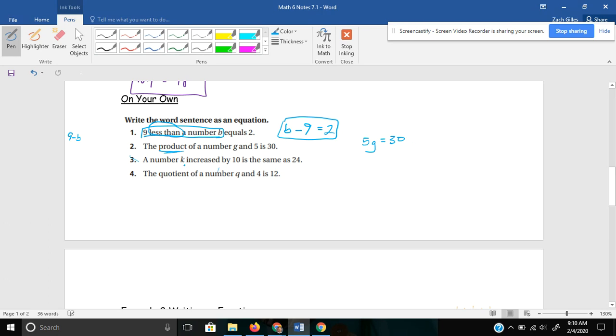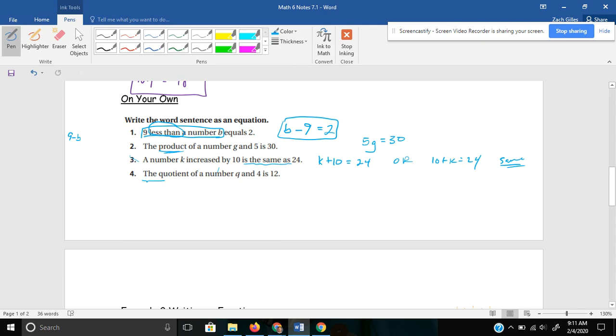Number 3, a number K increased by 10. All right, so K increased by means add. So K plus 10 is the same as, remember another way to say equals 24. Or remember, if you put 10 plus K equals 24, that's the same, because the commutative property of addition says you can switch around the order and you'll still get the same answer.